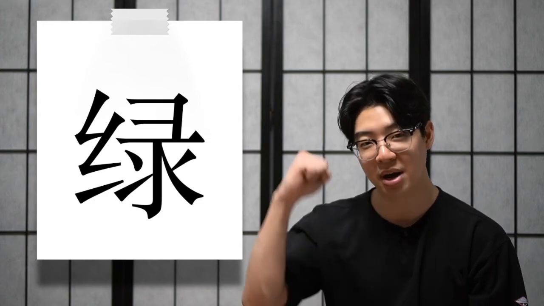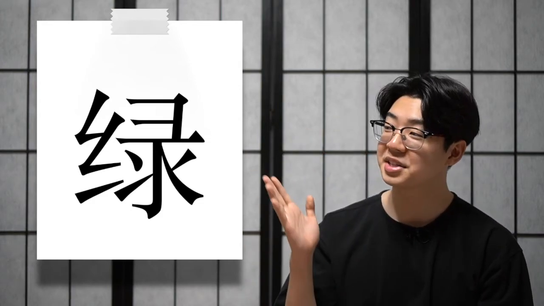Here's the last character. The character on the right means record. Specifically, the character is depicting the act of recording something on a tree by carving into it. In this character, the tree is implying the color of the green leaves. This character means green.